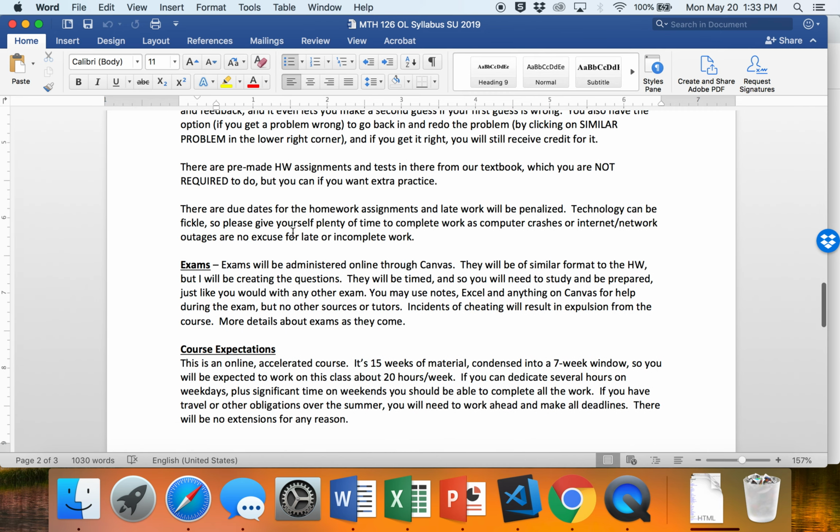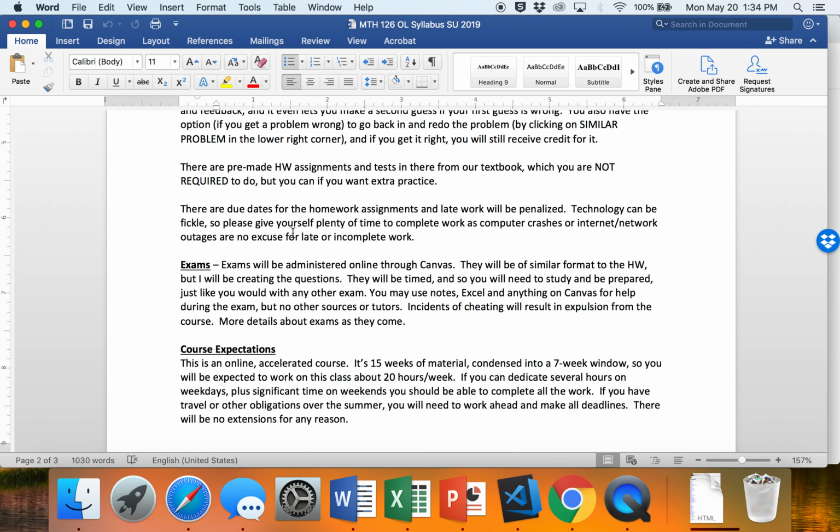There are due dates for those, and you will be penalized for late work. I believe you lose 20 or 25% a day off of homework assignments. So if it's due on a Sunday, which everything is due on Sunday nights, if you do it 2 days later, you can still do it, but you're not going to get full credit for it. The system automatically does that, so there's nothing I can do about that.